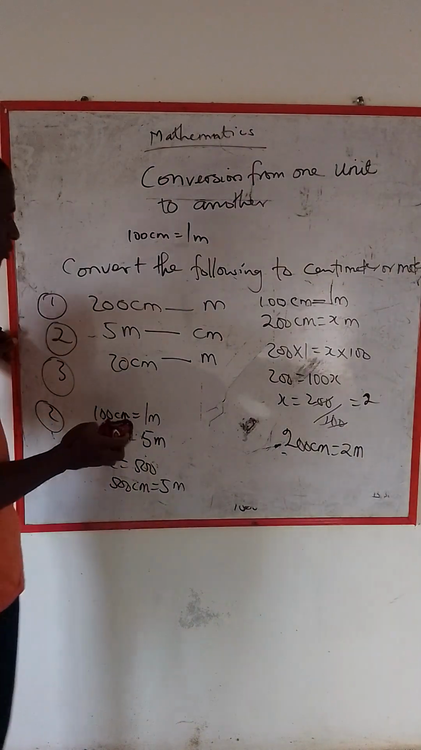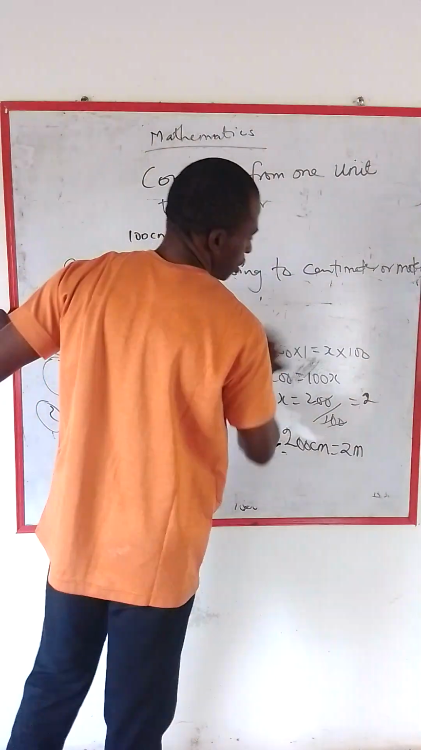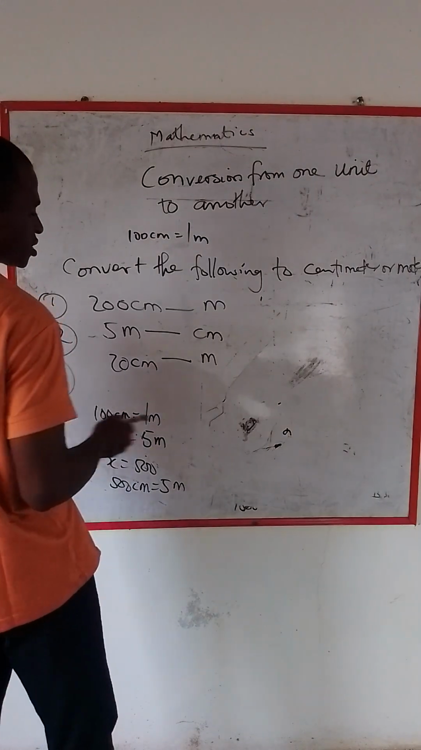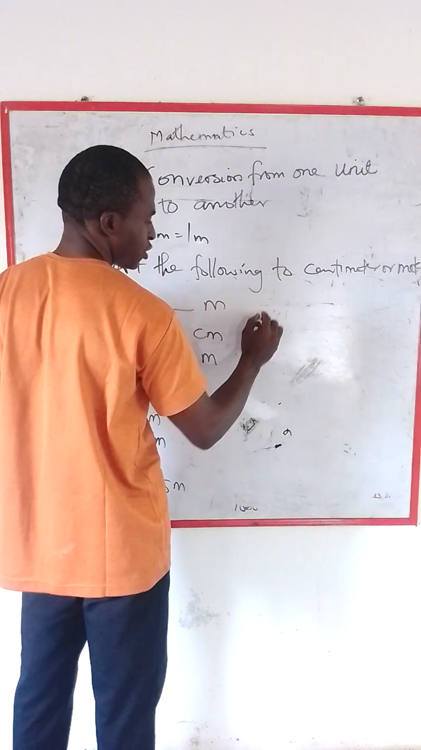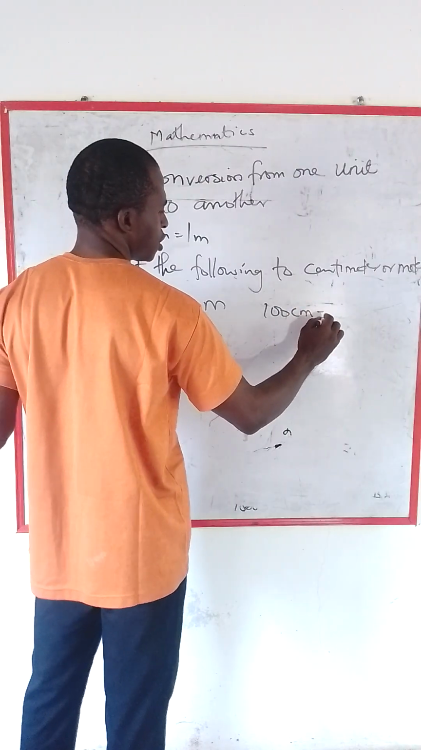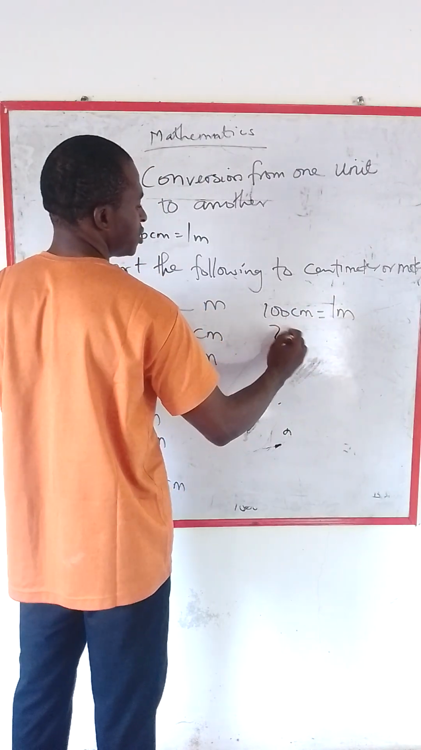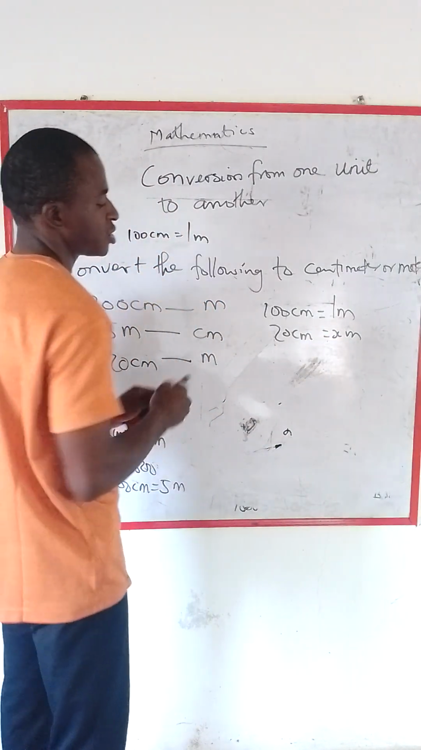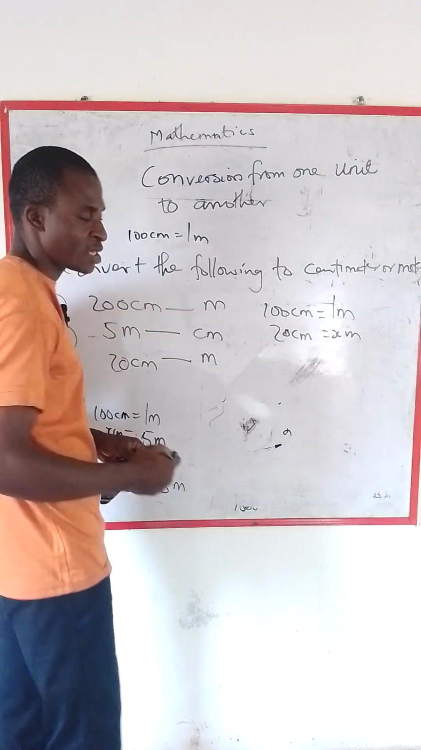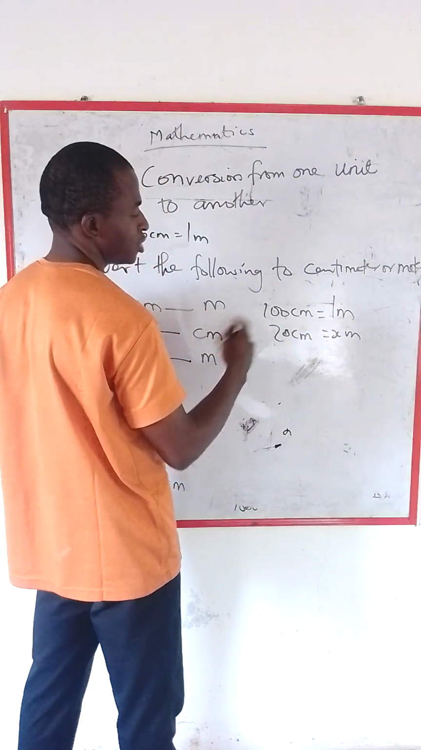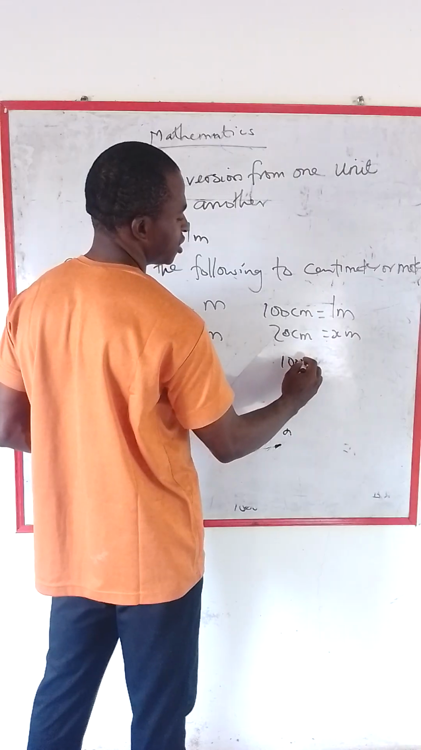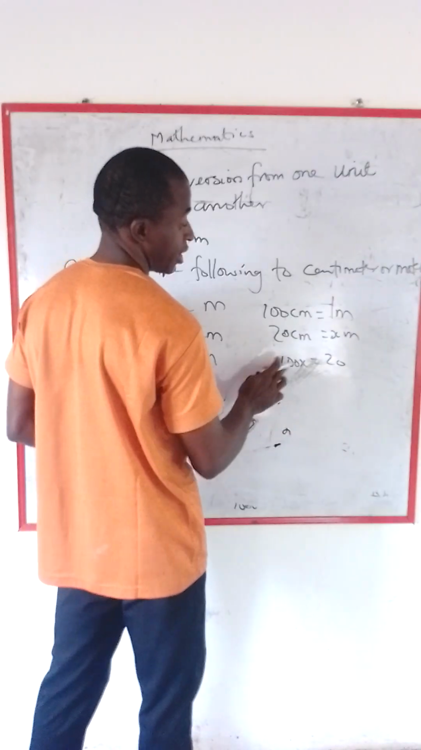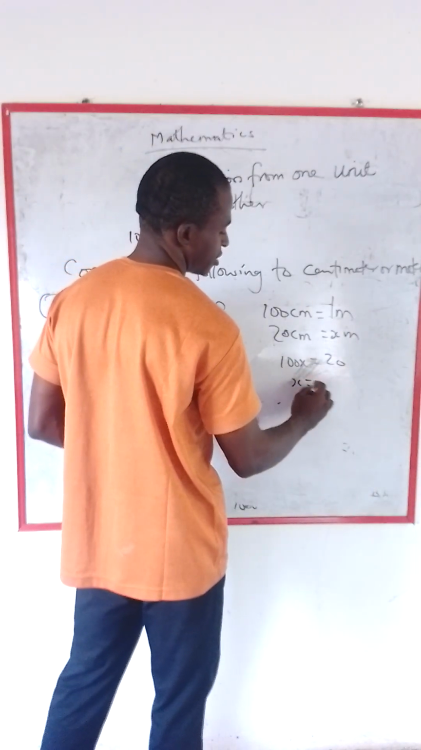Let me just do the last one, which is number 3 there. In number 3, we have 20 centimeter. We bring our relationship first again. 100 centimeter equal to 1 meter. Then 20 centimeter equal to x meter. We don't know what 20 centimeter will amount to in meters. That is what we mean by that. So the next thing is to cross multiply again. We now have 100x, which is now equal to 20. Divide both sides by 100 to get our x, our simple equation.